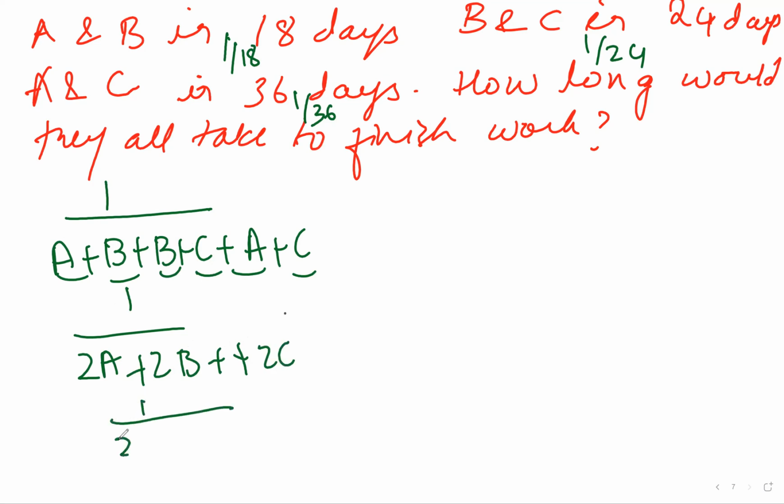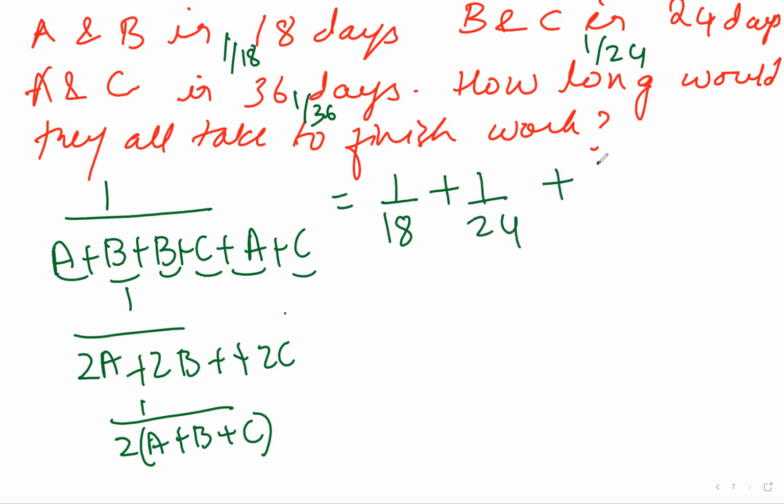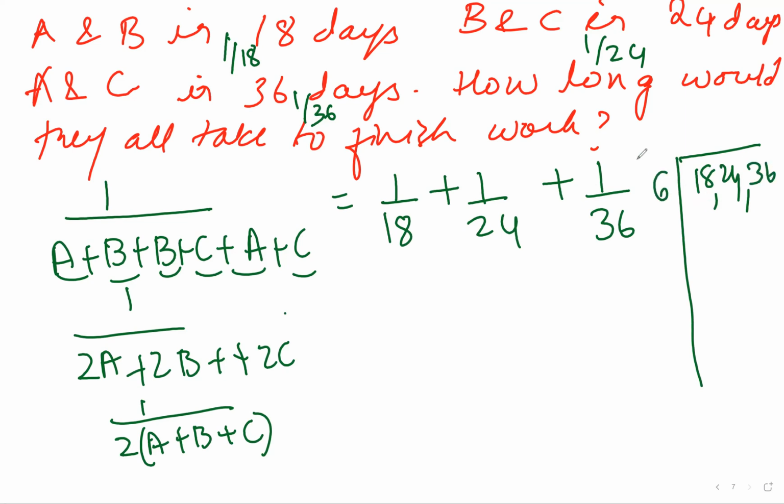What I will do, I'll take 2 common. So A plus B plus C is equal to A and B 1 over 18, B and C 1 over 24, A and C 1 over 36. What is the common multiple in order to find that? Take the LCM of this. You can directly do with 6. Always, better is go from lowest multiple only.